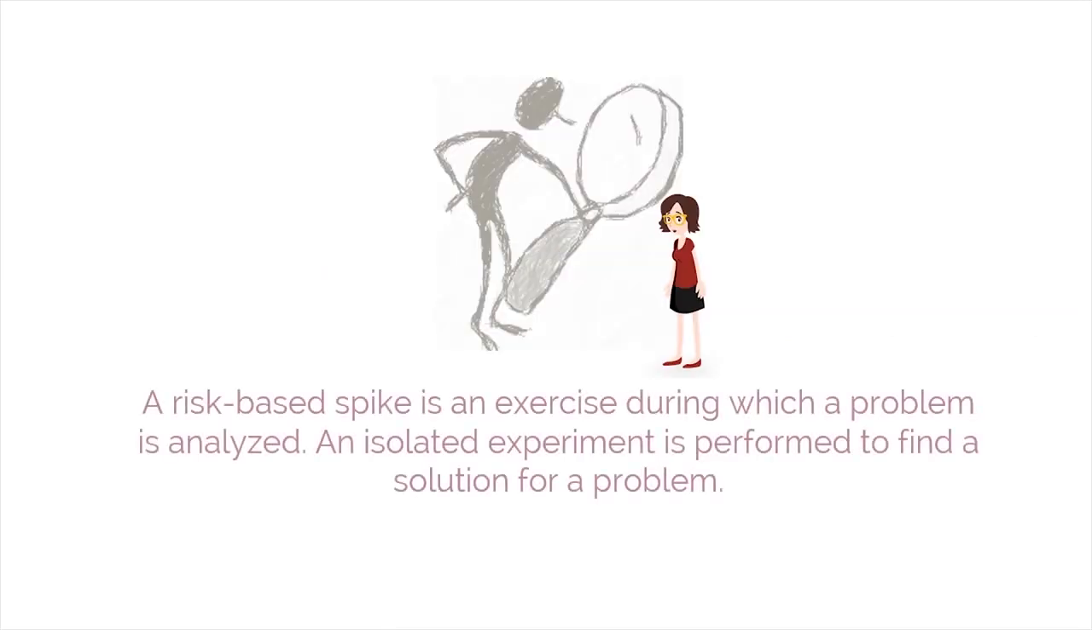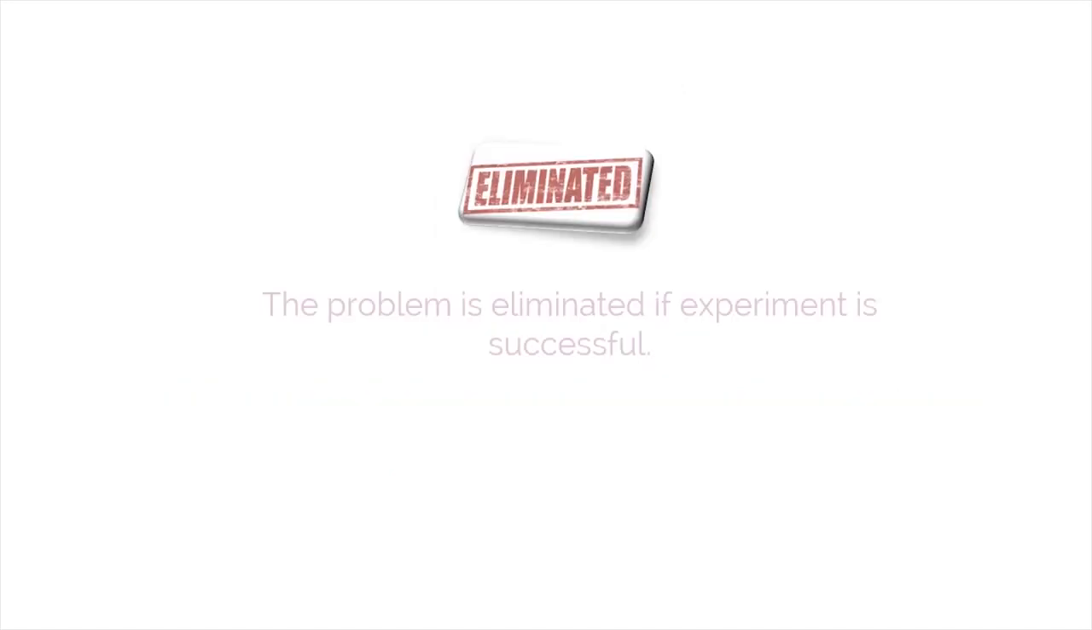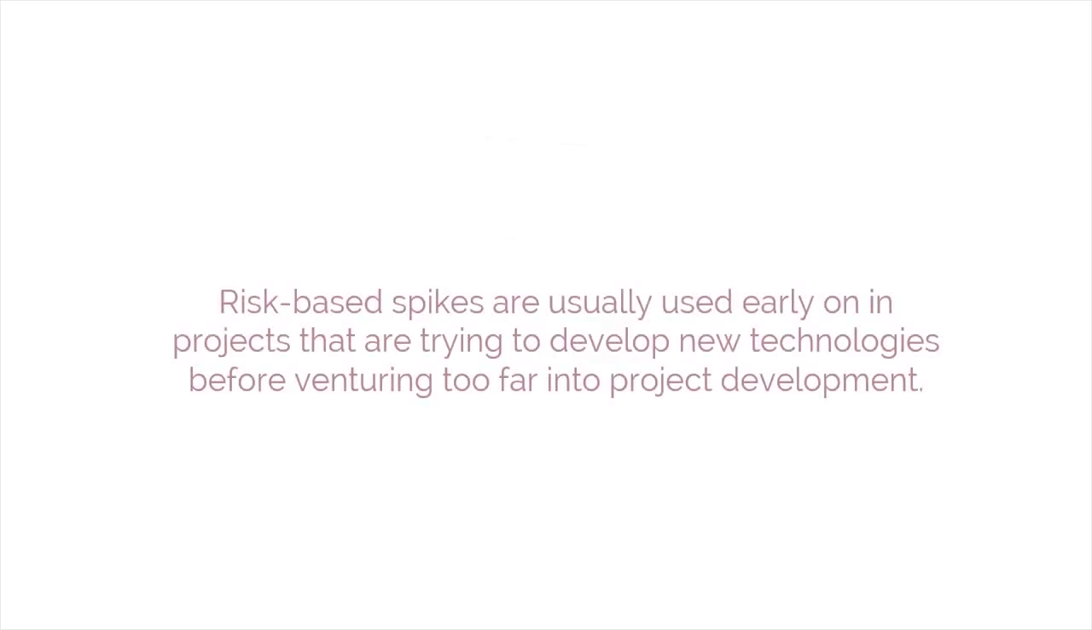Now let's look at risk-based spike. A risk-based spike is an exercise during which a problem is analyzed. An isolated experiment is performed to find a solution for a problem. The problem is eliminated if the experiment is successful. Risk-based spikes are usually used early on in projects that are trying to develop new technologies before venturing too far into project development. Another practice is frequent verification and validation.